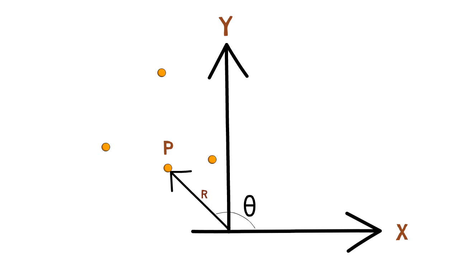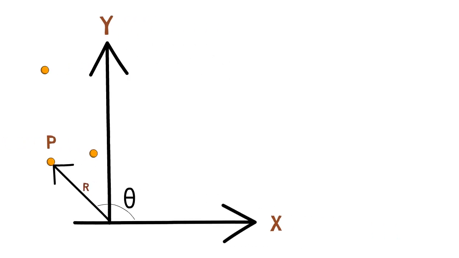However, even with that restriction, there still is some non-uniqueness of polar coordinates. Where r equals 0, the point P is at the origin independent of the value of theta.